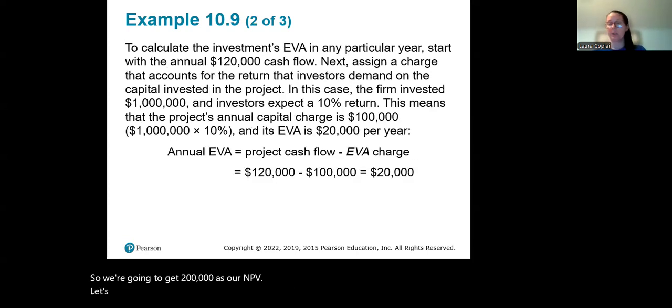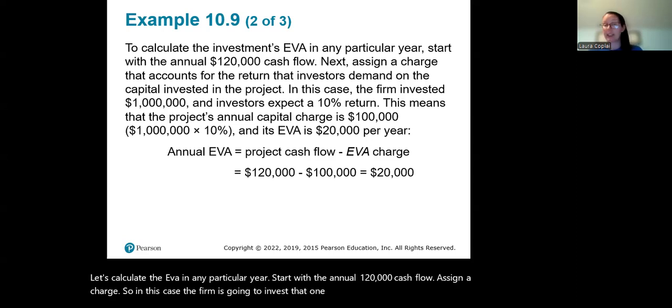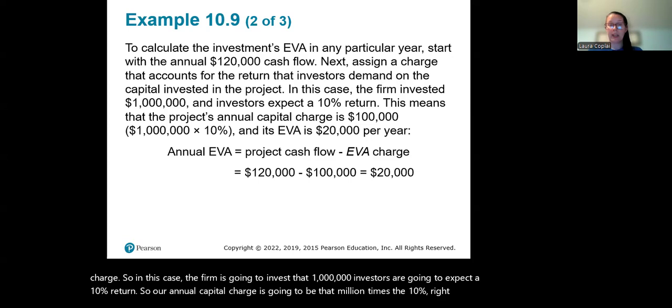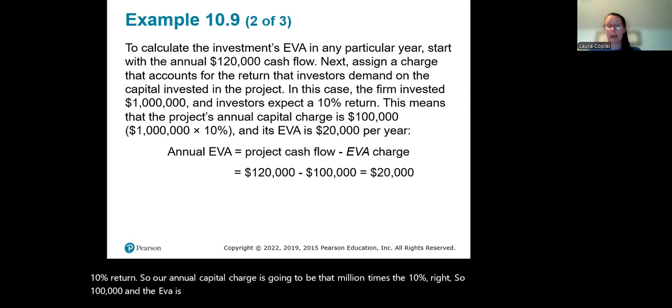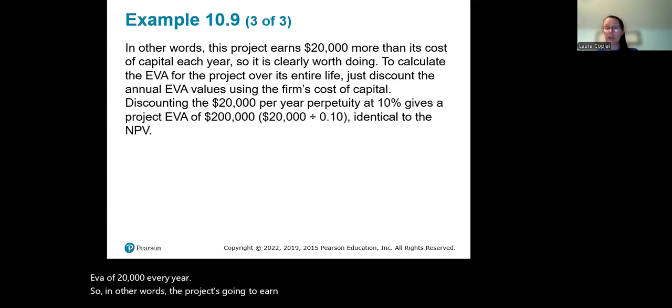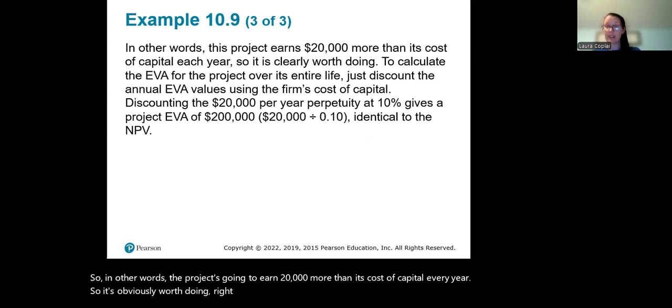Let's calculate the EVA in any particular year. Start with the annual 120,000 cash flow, assign a charge. So in this case, the firm's going to invest that 1 million. Investors are going to expect a 10% return. So our annual capital charge is going to be that million times the 10%, right? So 100,000. And the EVA is going to be 20,000. So we're taking the 120 minus the 100 to find our EVA of 20,000 every year. So in other words, the project's going to earn 20,000 more than its cost of capital every year. So it's obviously worth doing, right? We have a positive EVA.